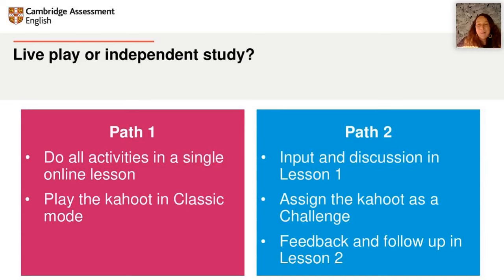So path 2, that's the blue box there. You do the first part of the sequence in lesson 1 in an online classroom. You then set the Kahoot as a challenge or self-study at home. And then you complete the sequence in a second lesson. And this is more appropriate if you and your learners are new to online teaching, if your learners have access to only one device, or if your learners are less confident as well. So there's 2 different pathways to do the same content.